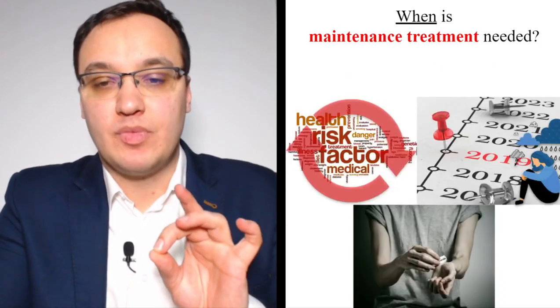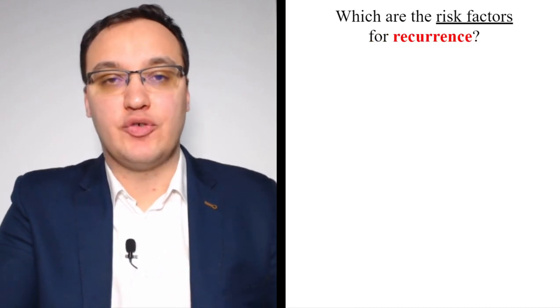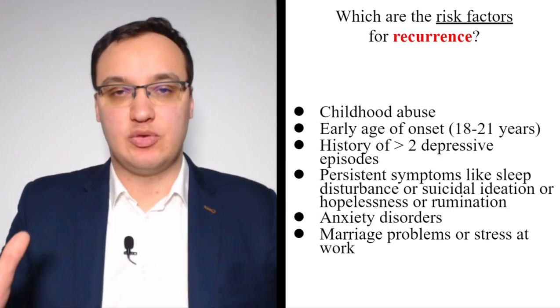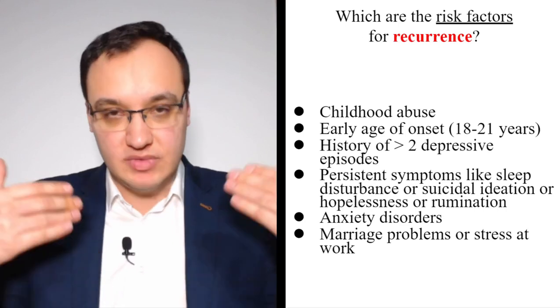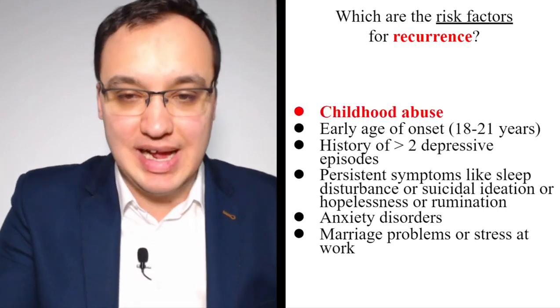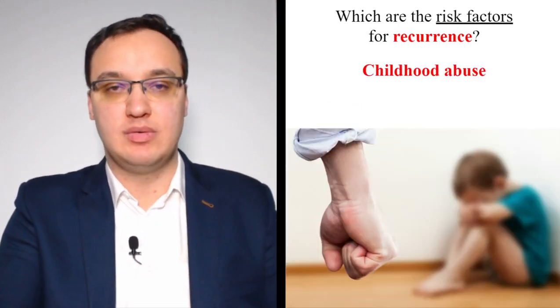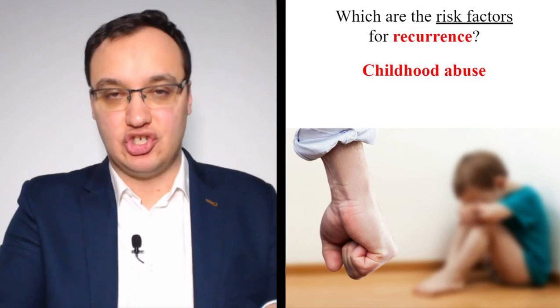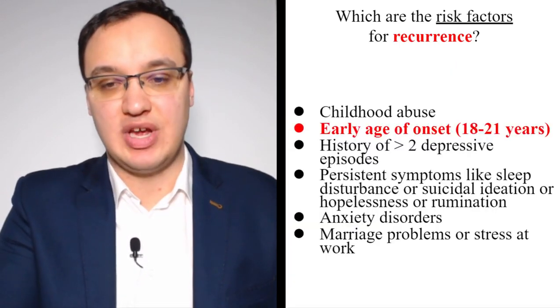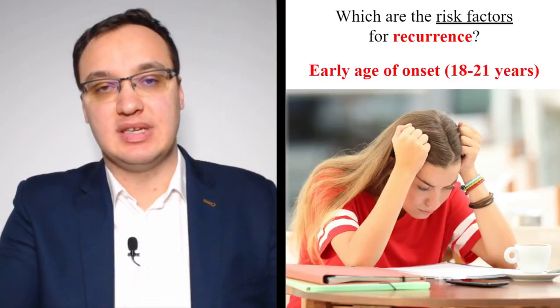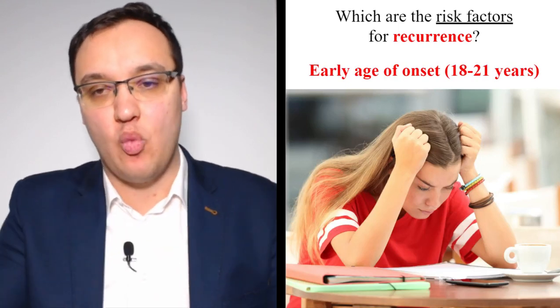So now let's look. Which are the risk factors for recurrence? The risk factors that we're talking about when we are dealing with maintenance treatment are childhood abuse. Did this patient have childhood abuse as a child? Early age of onset. Is this patient 18 to 21 years of age?